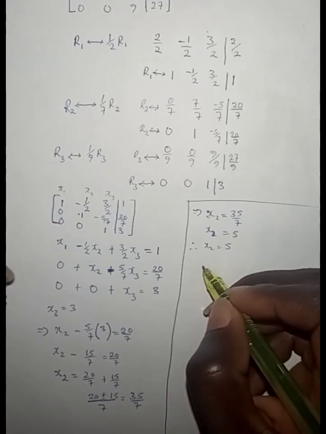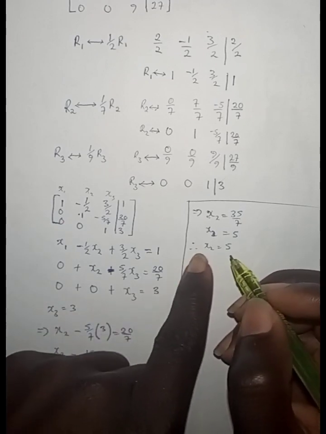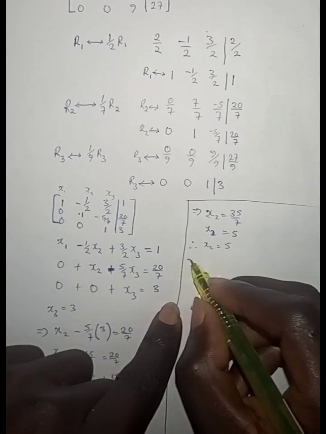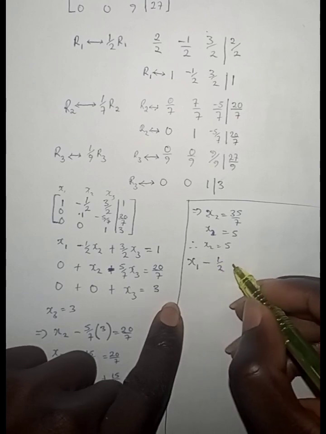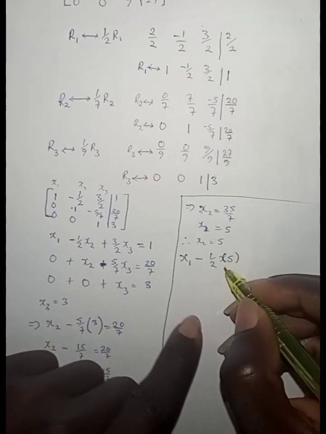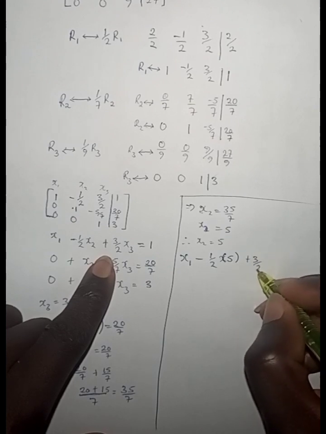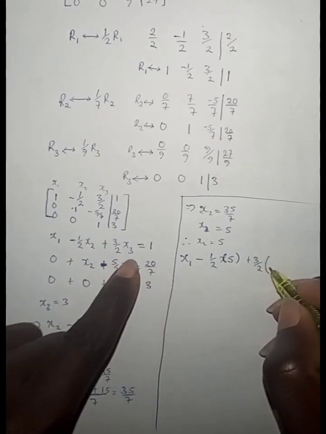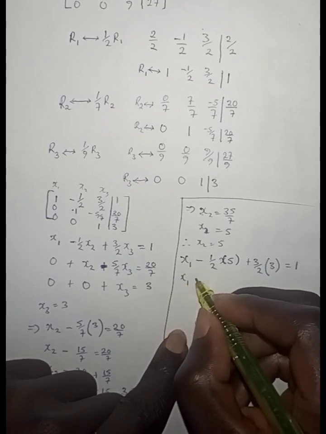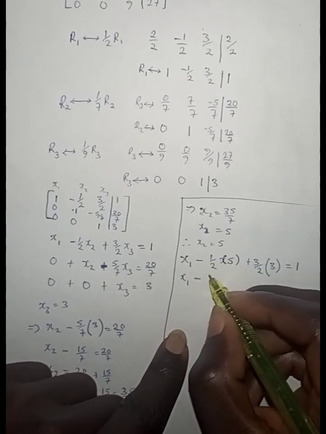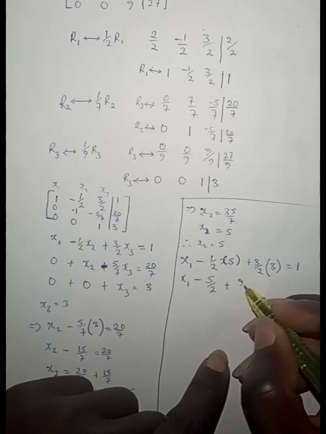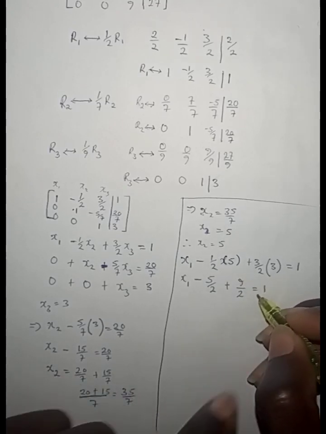We now substitute x3 equal to 3 and x2 equal to 5 in equation 1, which is row 1. We'll have x1 minus half x2, which is 5, times 5, plus 3 over 2 x3, which is 3, all equal to 1. x1 minus 1 times 5 is 5 over 2, plus 3 times 3 is 9 over 2, all equal to 1.